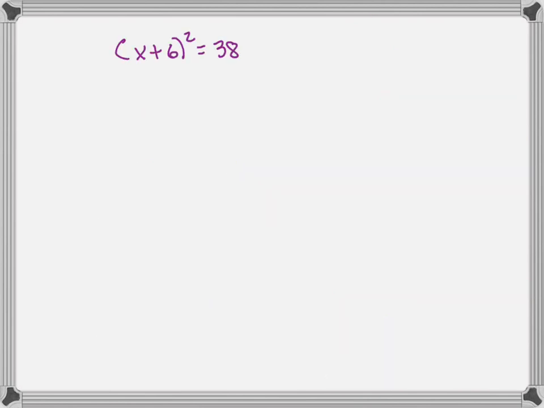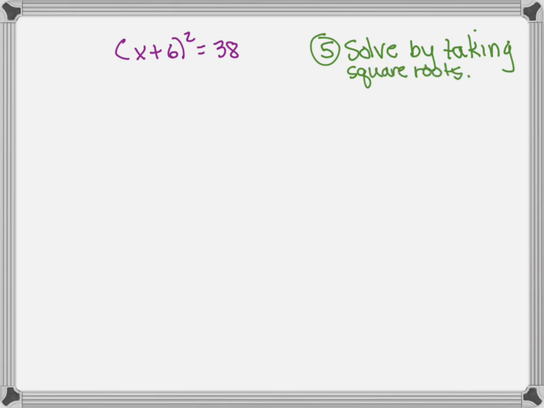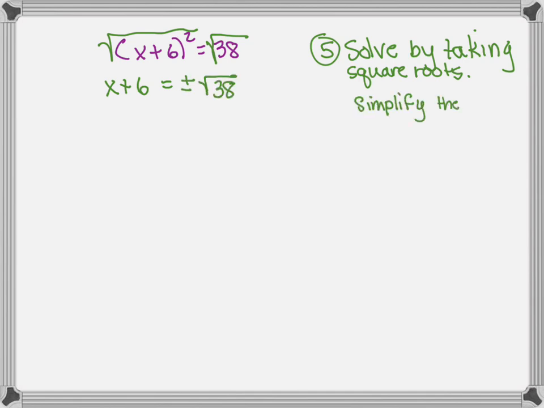Okay, let's continue. So we left off at x plus 6 in parentheses squared equals 38. Step 5, solve by taking square roots. So we'll take the square root of both sides of the equation. On the left side, we have x plus 6. On the right side, we have plus or minus the square root of 38. Simplify the radical if possible, but here the square root of 38 does not simplify.